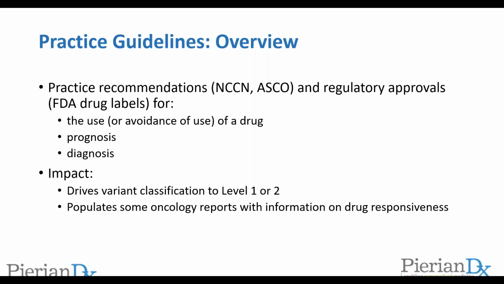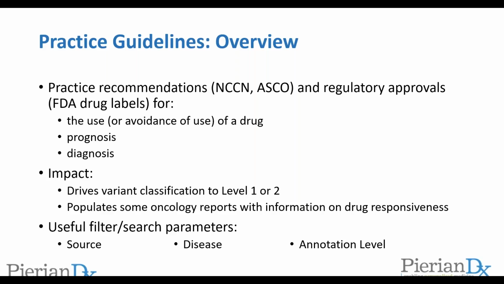The impact of these practice guidelines to your reports in CGW for your patient cases are, first, that these guideline rules, that is logic written in CGW, as we described, can cause those variants to be automatically classified as level 1 or level 2. And whether they're 1 or 2 is dependent upon whether there is a disease match between the patient's disease and the disease with which the annotation was written, the disease level at which that rule or logic was associated.